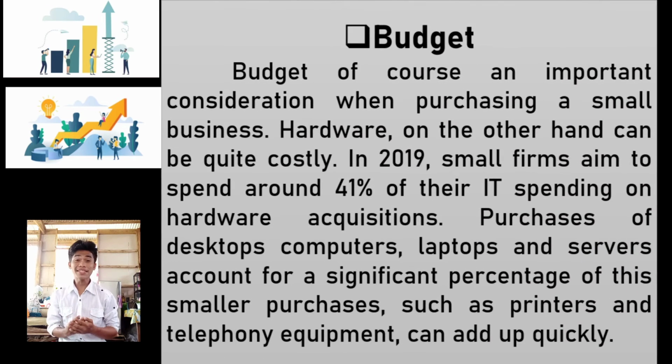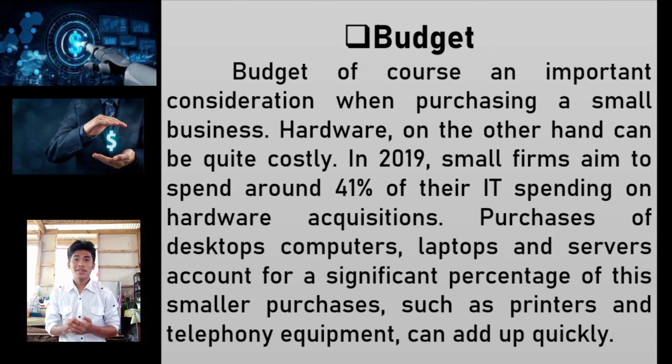So from mobility, lastly, it is the budget. Budget is, of course, an important consideration when purchasing for a small business. Hardware, on the other hand, can be quite costly. In 2019, small firms aimed to spend around 41% of their IT spending on hardware acquisitions. Purchases of desktop computers, laptops, and servers account for a significant percentage, while smaller purchases, such as printers and telephony equipment, can add up quickly.